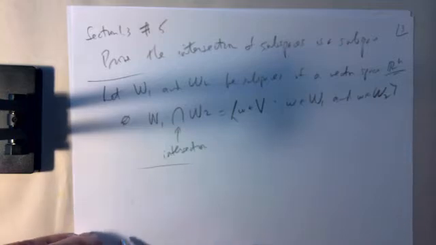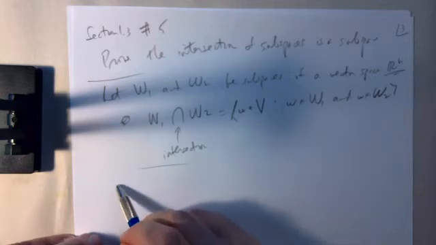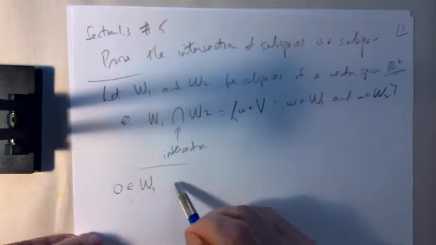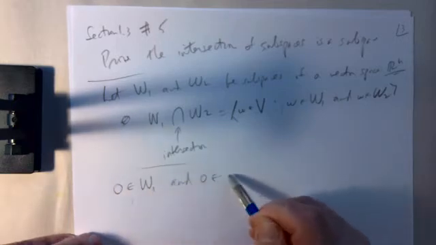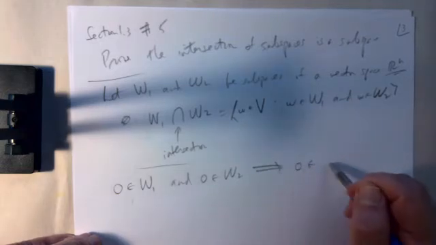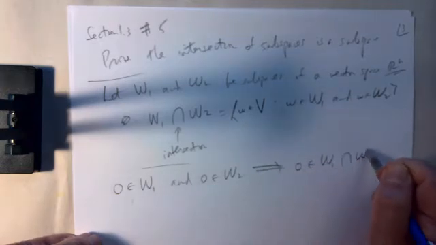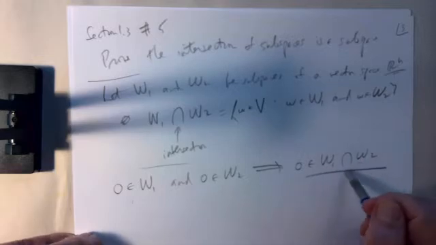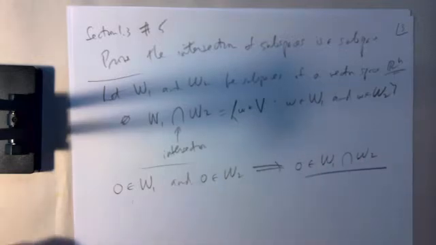So what do we know about subspaces? A subspace must contain the 0 vector. So 0 is in W1 and 0 is in W2. So that means that 0 is in W1 intersect W2. So this intersection contains the 0 vector.